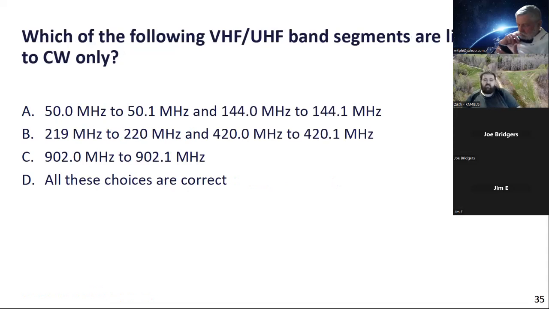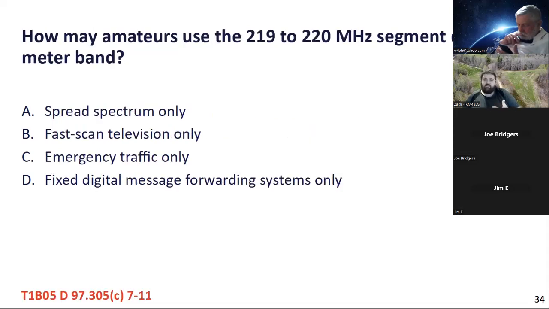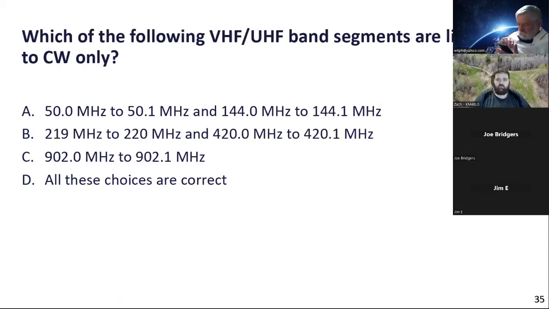And that's one thing I would say, that since you're seeing a lot of questions about these allocations, in addition to knowing these questions, it would be good to study that band chart and be familiar with it anyway, because you'll need to know it when you start doing this, once you have the license and everything. So which of the following VHF, UHF band segments are limited to CW only? Anyone?